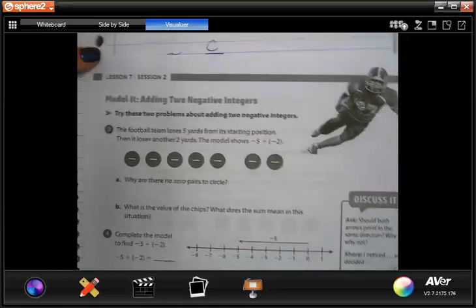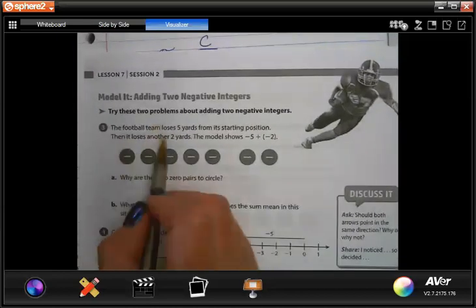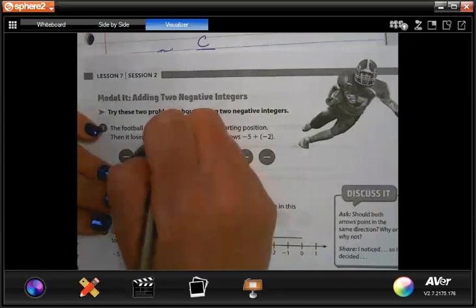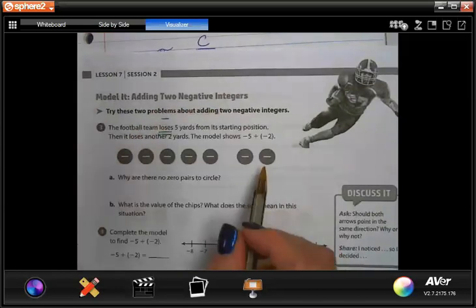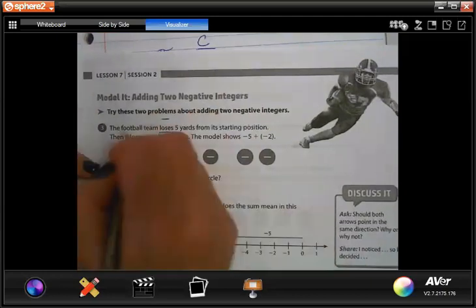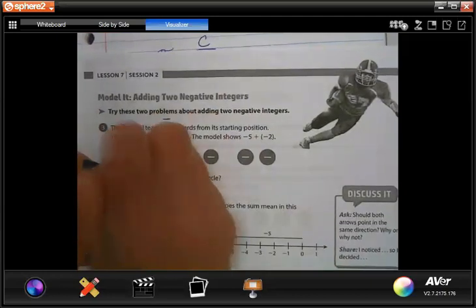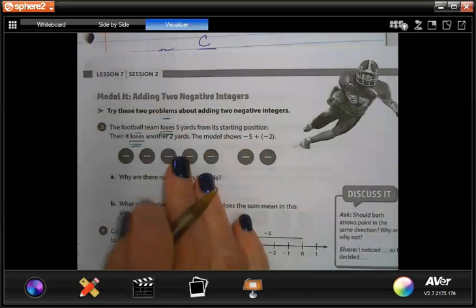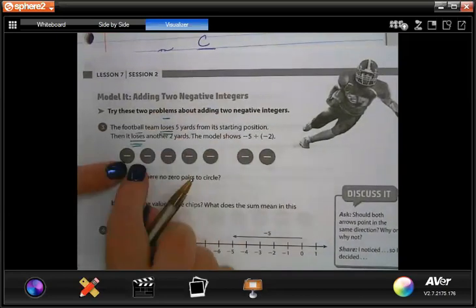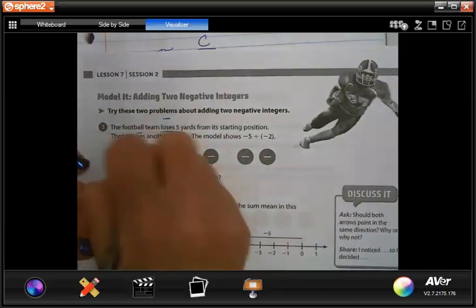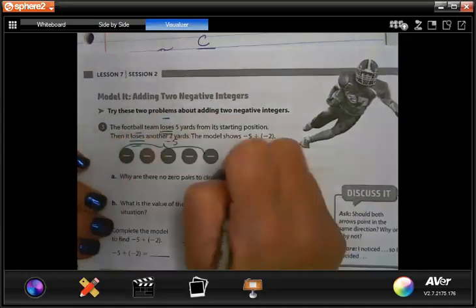Okay, look at this. The football team loses 5 yards on the first play from where they started. Then, oh my goodness, they're struggling because they lost another 2 yards. So this model right here shows -5 and -2.